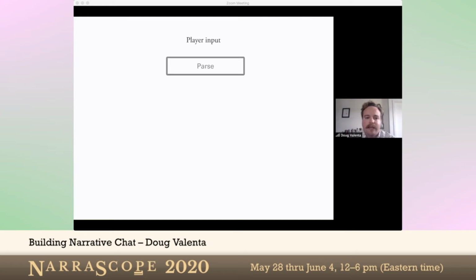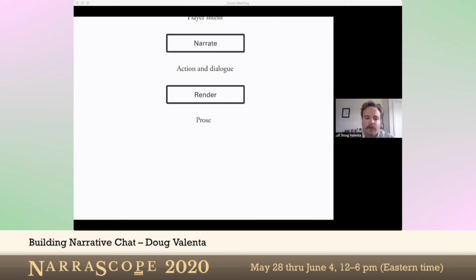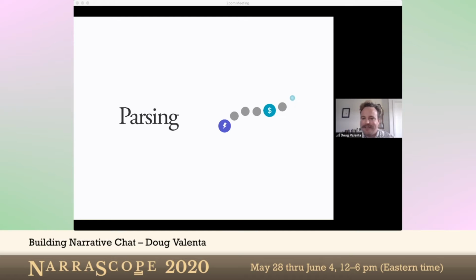And so what that came to look like was parsing player input to try to interpret the player's intent, narrating that intent into action and dialogue in a story, and finally rendering it into prose. And I am going to walk through all 3 of these sections and talk about how we have approached it so far. So to begin with, parsing.